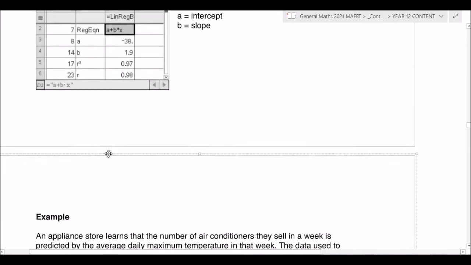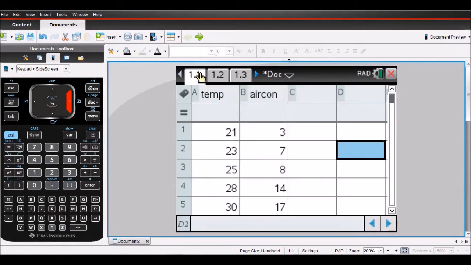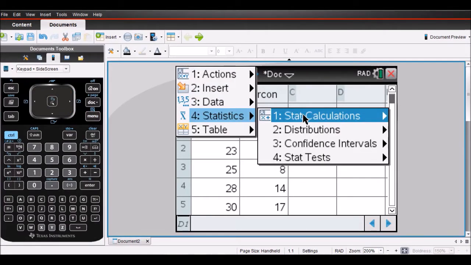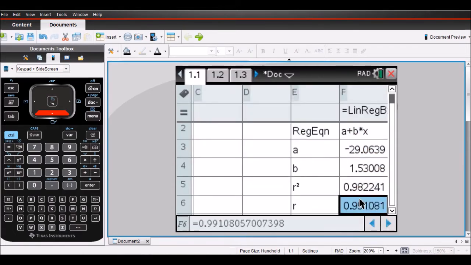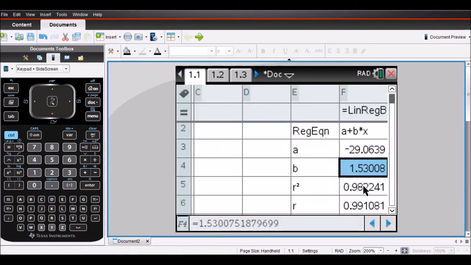Okay. Also, you can probably do that on your CAS without having to draw this graph. So if you go back here, you can actually find all of that if you do it in here. So let's go menu again, statistics, stat calc, a plus bx. So this was temperature for the x variable, and aircon was the y variable. Yeah, and there's your a, and there's your b, which is what we had for here. This is a, negative 29.06, and that should be 1.5008.